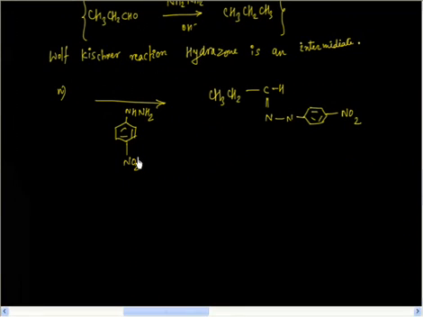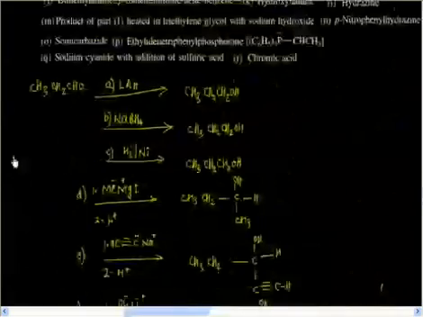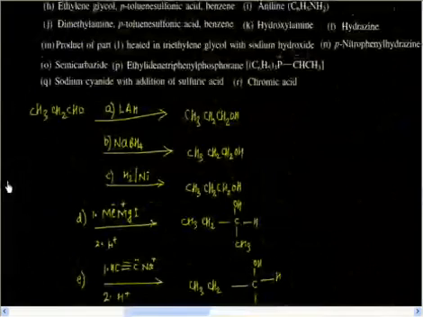So this is para-nitrophenyl. No, this is not a 2,4-DNP test because you have only one nitro group. In 2,4-DNP test you have nitro groups at the 2 and 4 positions. So this is para-nitrophenyl hydrazine.